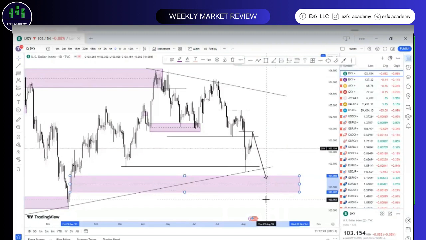I don't want to take too much time on this, because not many of your brokers might have DXY for you to trade. But this is just what I'm expecting the dollar to do during the course of the coming week. So I hope that is clear.